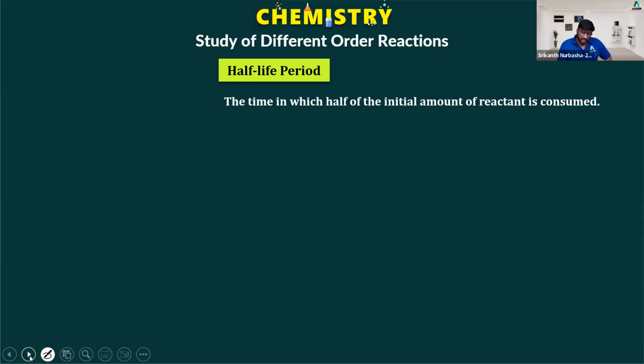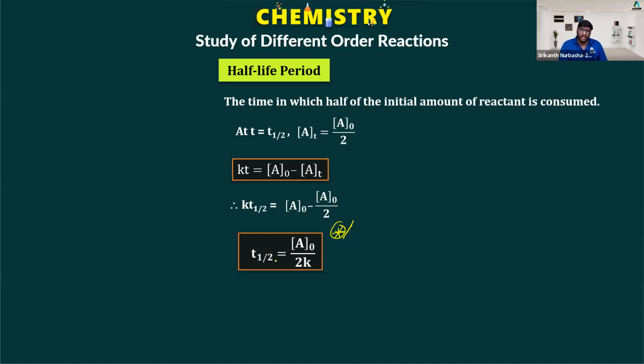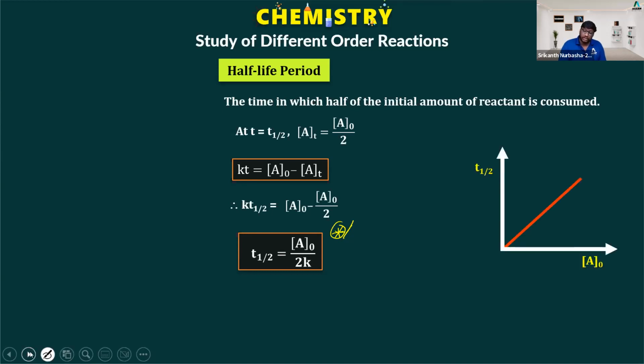Half-life period: the time in which half of the initial amount of reactant has been consumed. As we have written earlier, K into T half is equal to concentration of A naught minus concentration of A naught by 2. So T half is equal to initial concentration by 2K. If you plot a graph between T half and initial concentration, you will get a straight line with a slope of 1 by 2K.